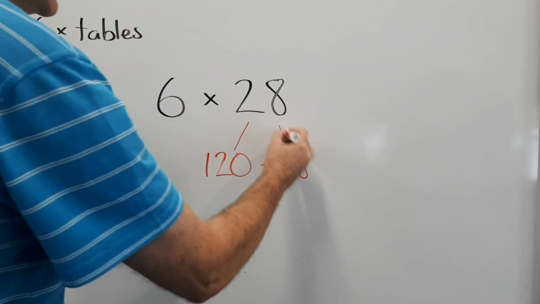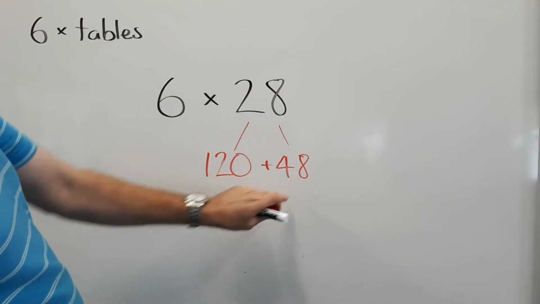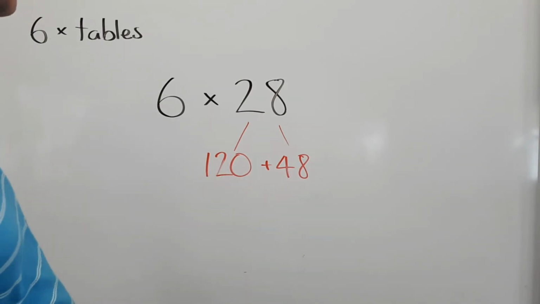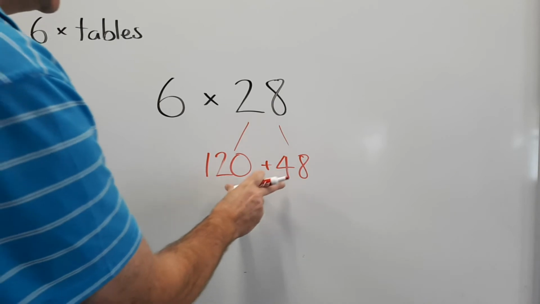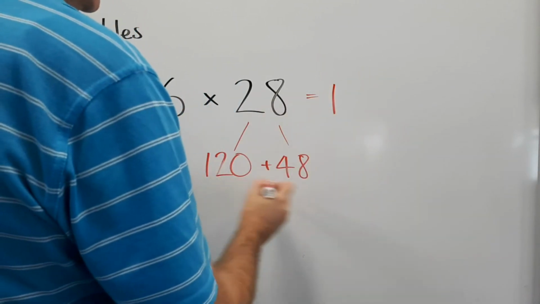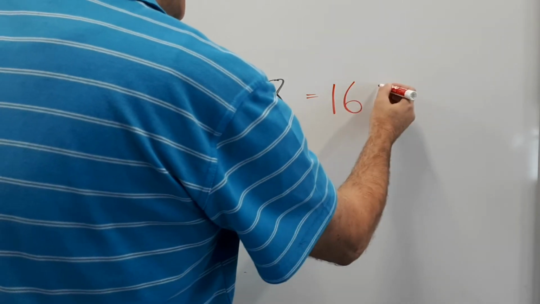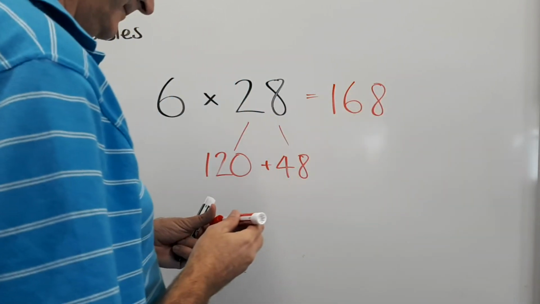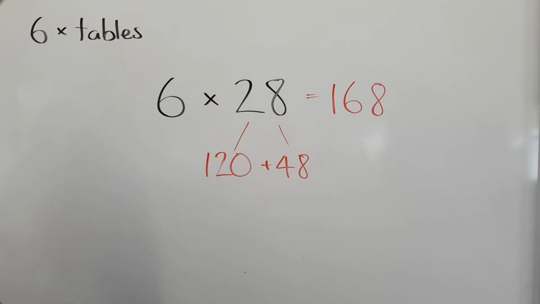It becomes 120 plus 48. Actually pretty easy maths, because all I have to do is add the 10s there really. It's going to be 168. Not a bad little trick. Splitting.